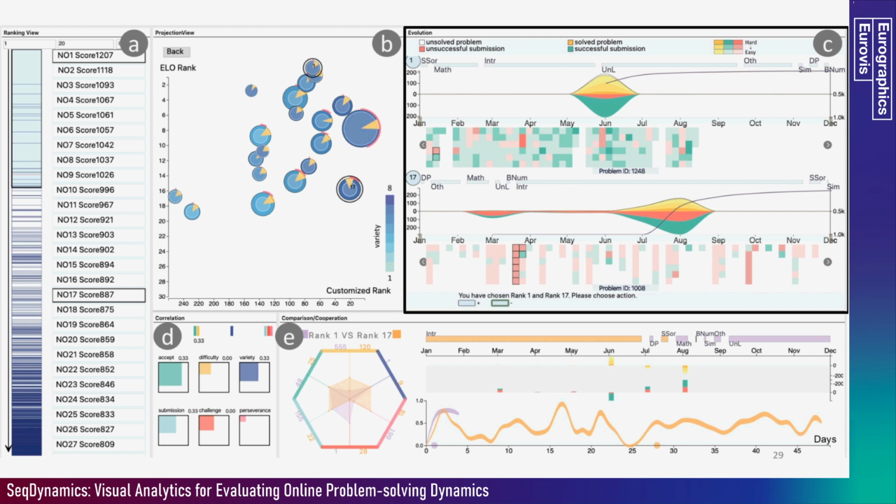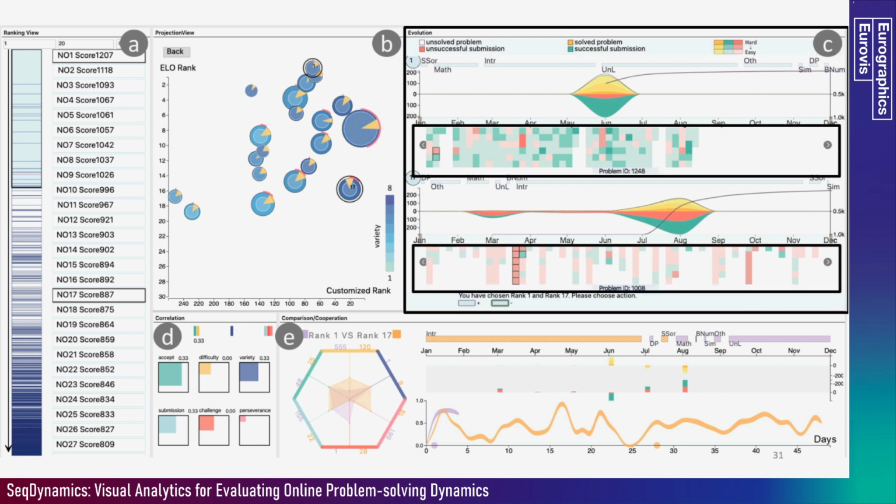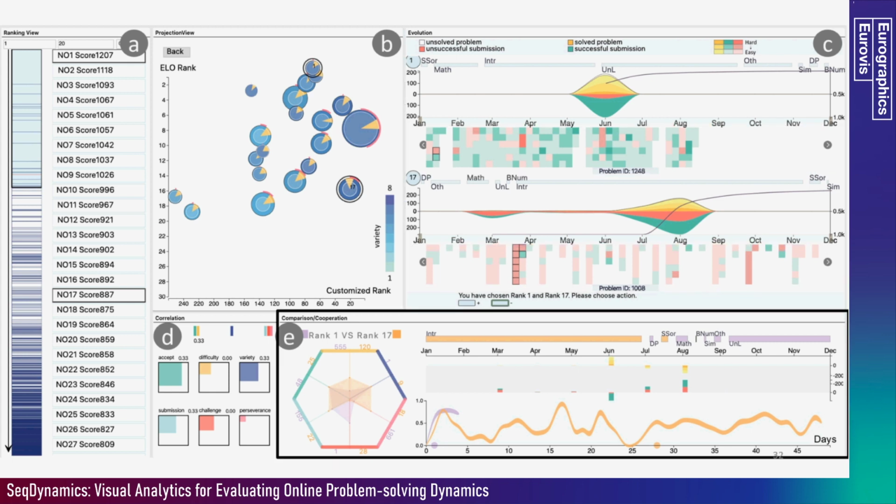The evolution view expands the problem-solving sequences of a smaller subset of selected learners with time series evolution. It uses a bilateral stacked graph to show monthly problem-solving behaviors, and a heat map-like view to show daily submissions. The comparison view is based on the addition or subtraction of 2 sequences in the evolution view, and demonstrates the contrast and complementariness of 2 learners.